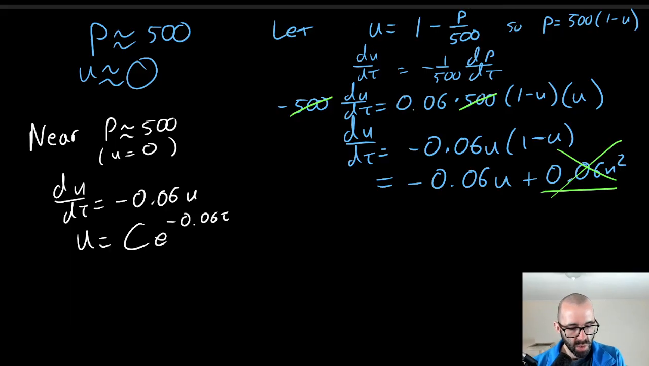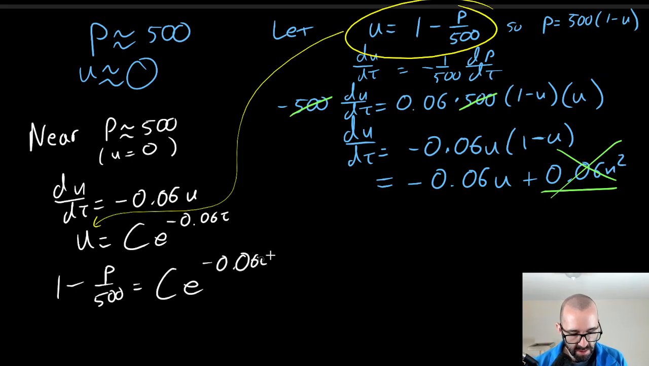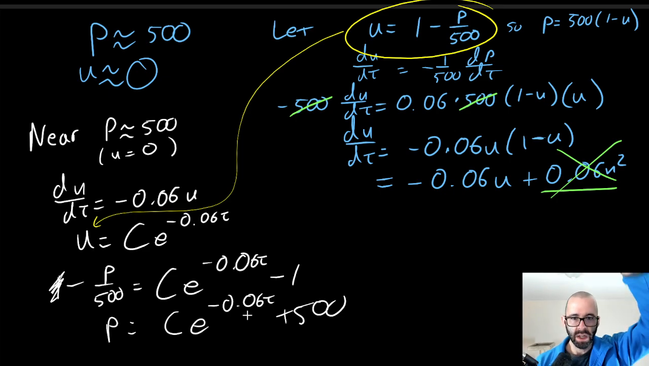U was 1 minus P over 500. So let's actually see what P is, okay? So U is 1 minus P over 500, and we know that's C e to the negative 0.06 t. So again, if we're solving for P, subtract 1, multiply by negative 500, still some constant, and we get this. So again, it's still exponential decay, just being bumped up, a vertical translation of 500.